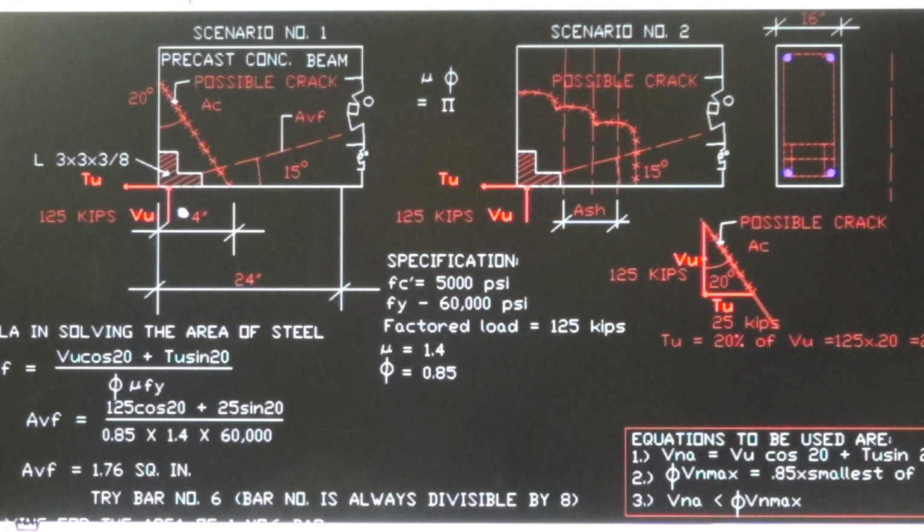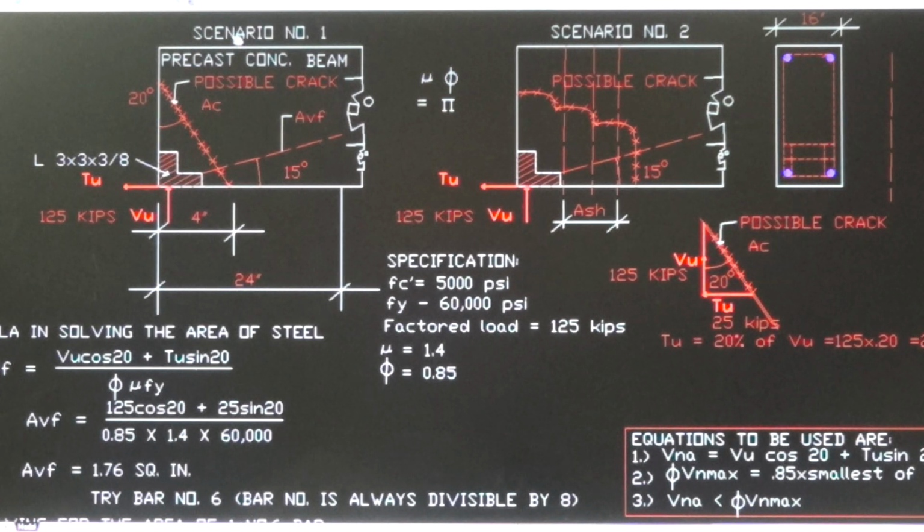The precast concrete beam is prefabricated outside of the site, so therefore during the transportation and installation of the beam, it is possible that it will sustain possible cracking in two scenarios.